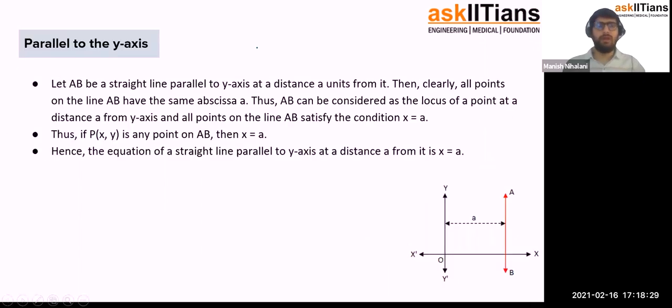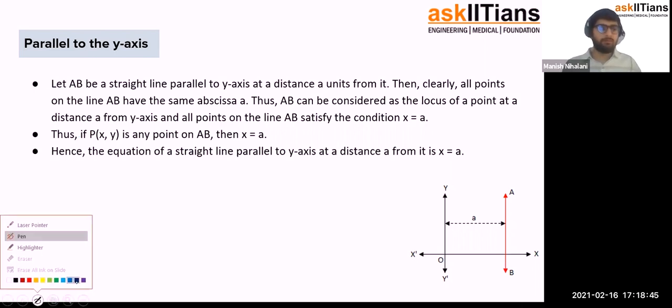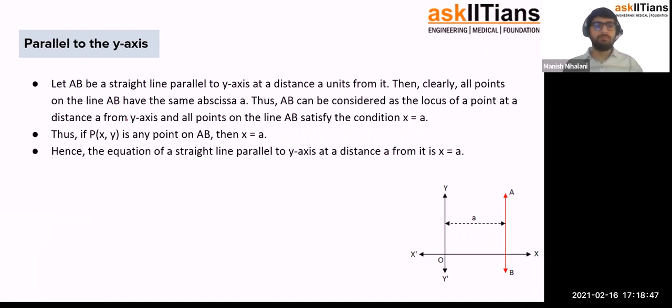Now equation of a line parallel to y-axis. When we know it's parallel to y-axis, it is basically horizontal distance away from the y-axis. It could be k units to the right, k units to the left, and so on, right? So let AB be a straight line parallel to y-axis at a distance a units from it.